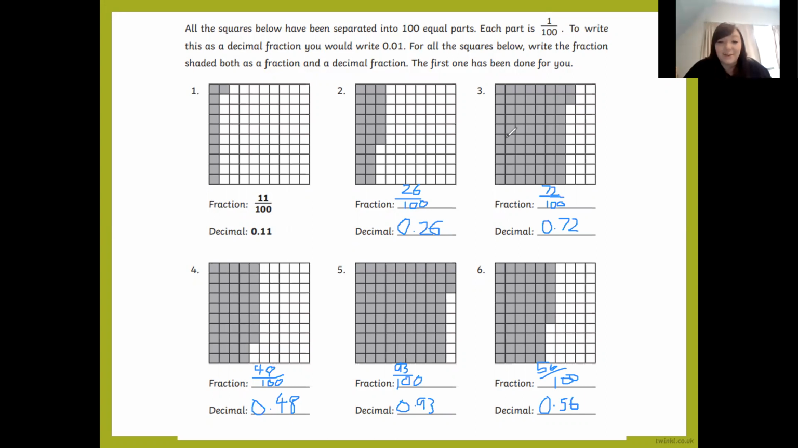Right, well done Year 4s for having a go at that and converting your hundredth fractions into decimals. There are some more sheets in your pack so you can continue practicing your learning. Well done and have a lovely half term.